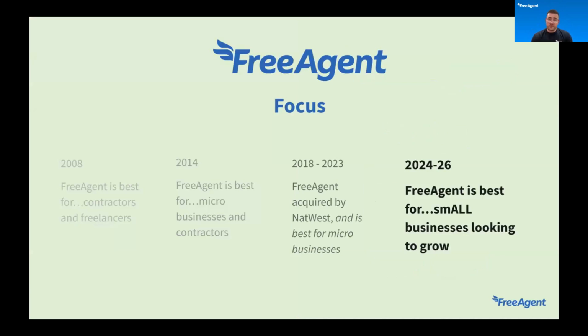And moving forward into 2018 to 2023. In June 2018, we were actually purchased by the NatWest Group, and at that point, we were best for micro businesses as a whole. And moving forward into now and into the future, FreeAgent is best for small businesses looking to grow. Now, that's not a misprint. It is supposed to say small with a capital S. That's primarily because where we look to go is helping those businesses that are looking to grow from micro all the way up to more medium-sized businesses as well.